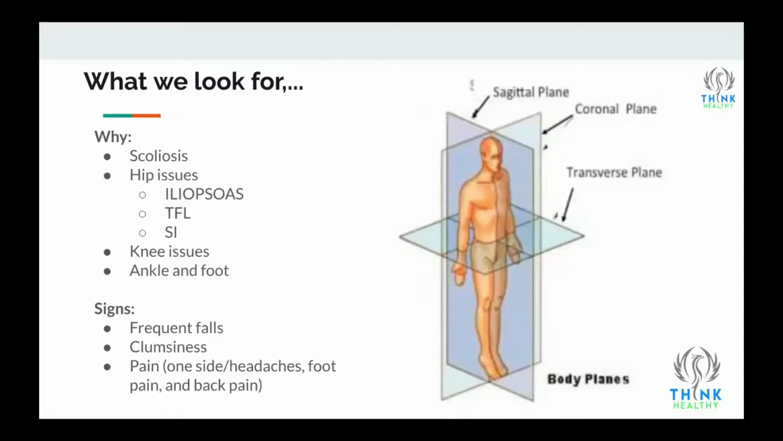And typical things you need to watch out for, especially when you're working out: do you get frequent falls? Do you find yourself to be clumsy? Let's say you're in the kitchen and you're moving about and you twist and you kind of trip a little, or you have to find your balance. You definitely want to get your feet checked and get your spine checked as well. If you have one-sided pains, headaches, foot pain, back pain, these are all indications that you need to get your body checked before it settles into one area and causes severe damage.